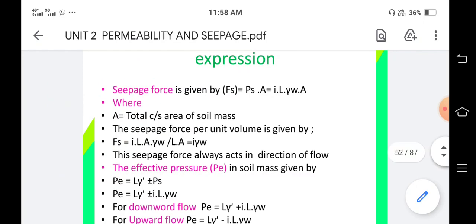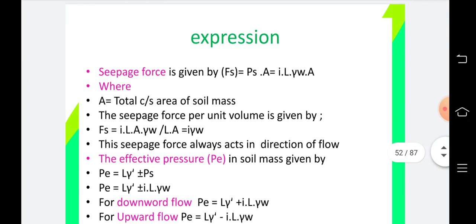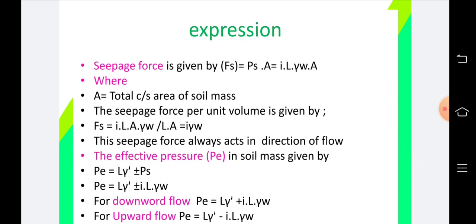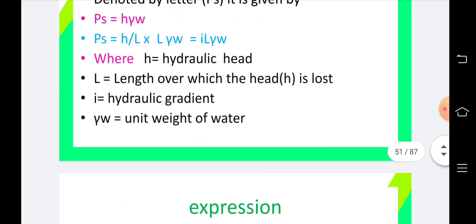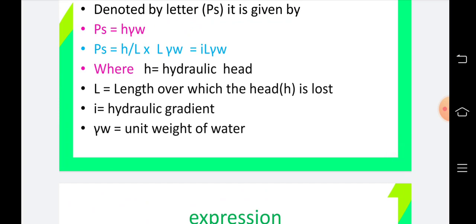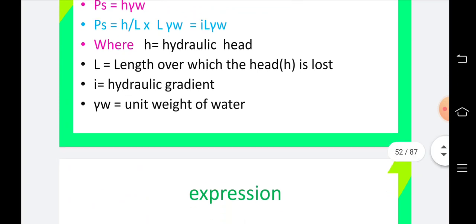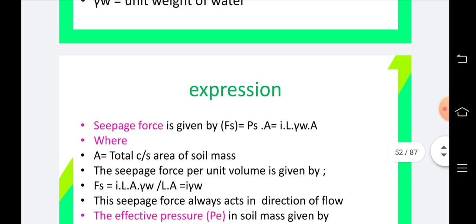So by the stress equation, Fs equals PS into A, but we know that PS equals IL into gamma W, which is shown by this blue pen. So Fs, that is force, according to the stress equation, stress equals force upon area, so force equals stress into area. Here stress is our pressure, that is PS into A. So Fs is IL into gamma W into A, where A is the total area of the soil sample. This is the seepage force.